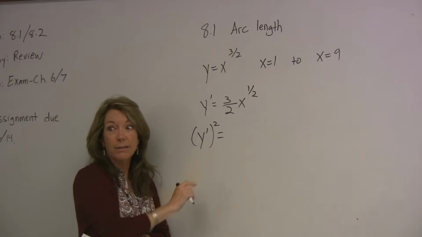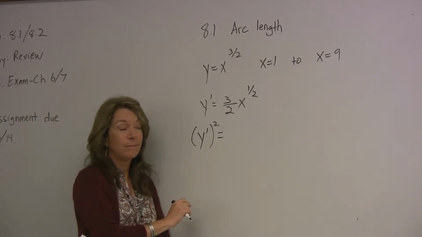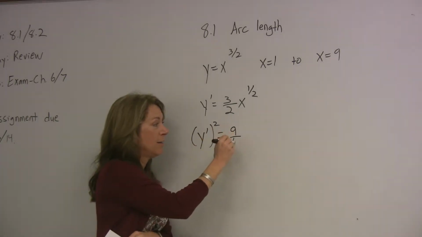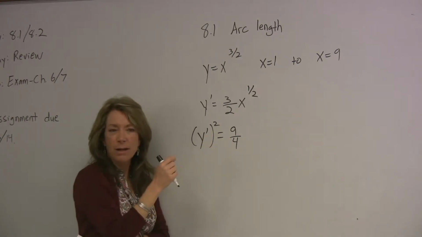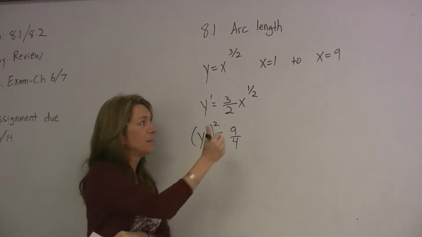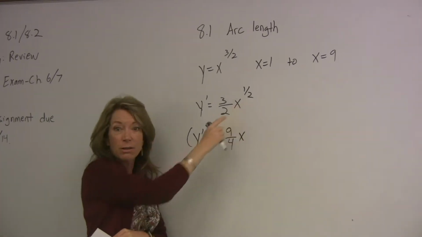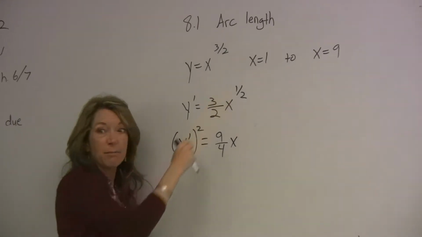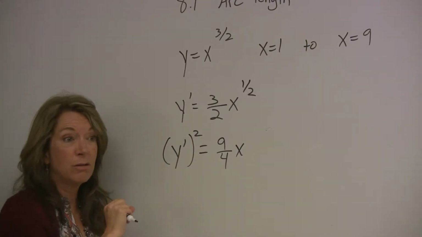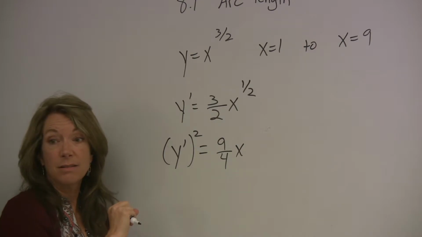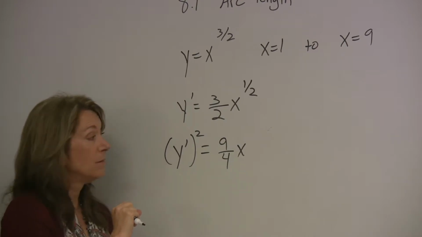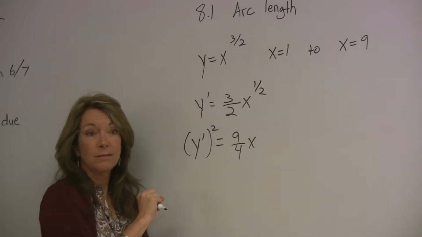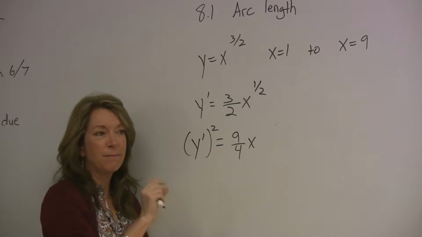What's 3 halves squared? 9/4. 9/4, okay. What's x to the 1 half squared? It's just x, right? This is like the square root. If you raise it to the second power, the 1 half and the 2 will reduce. It's just x. And that's simplified. That's pretty.